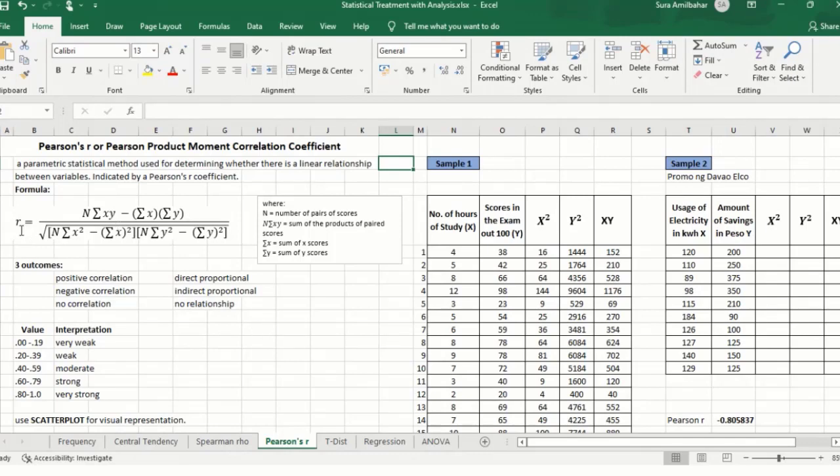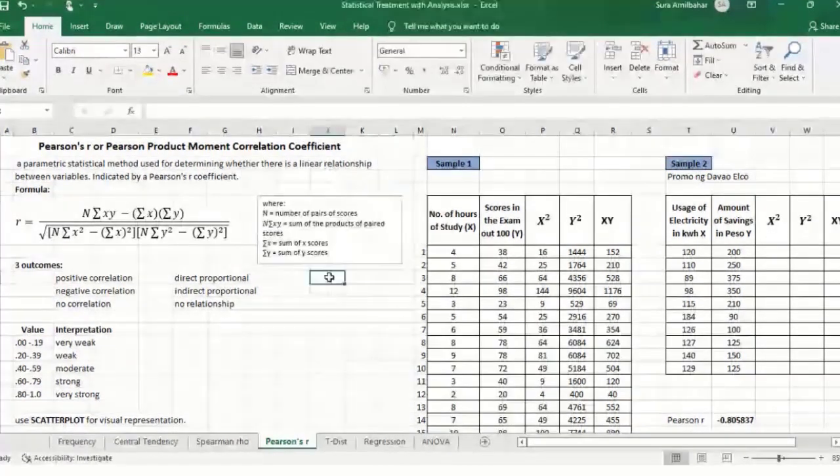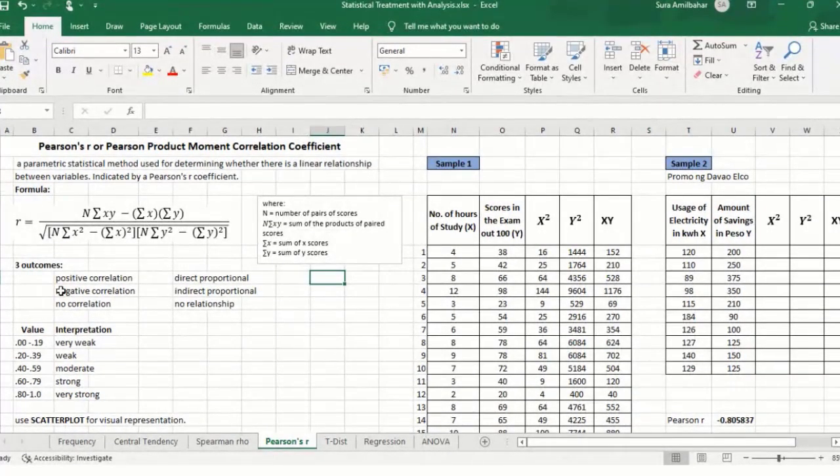Okay? So this is the formula for that one. It's too long, but here is the meaning of the values. So still the same thing. The outcome and the interpretation are actually the same, and we still use a scatter plot for the graph.